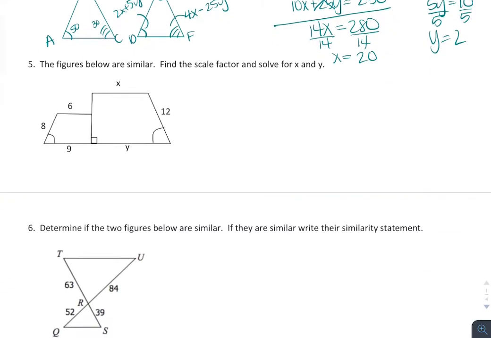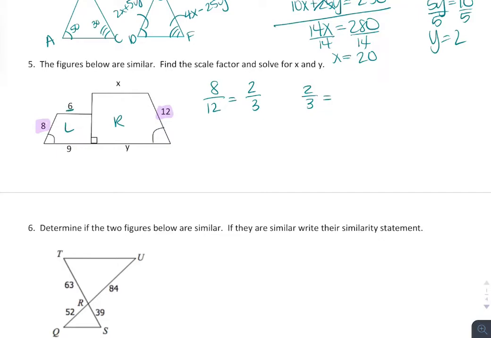All right, looking at number 5, it says the figures below are similar. So find the scale factor and solve for x and y. So the two sides that relate to each other and are both numbers are going to be the 8 and the 12. So we can use our scale factor. I'm going to go left to right. So 8 to 12, which will also reduce, divide them by 4, and you get 2 over 3. So we're going to be using that ratio 2 over 3, and then we can set all of our left to rights equal to that.